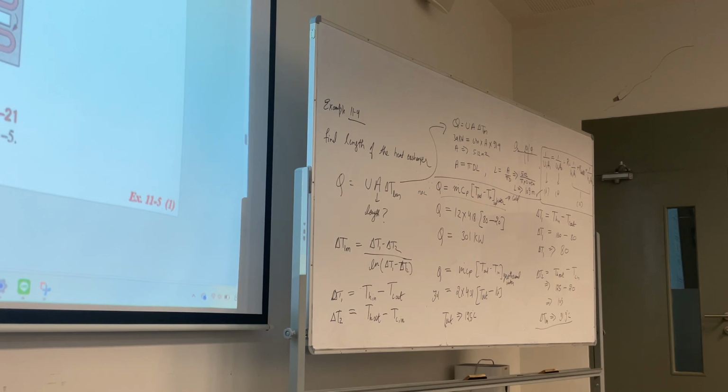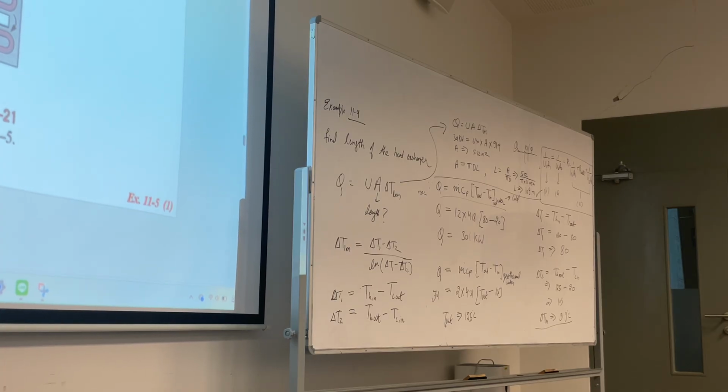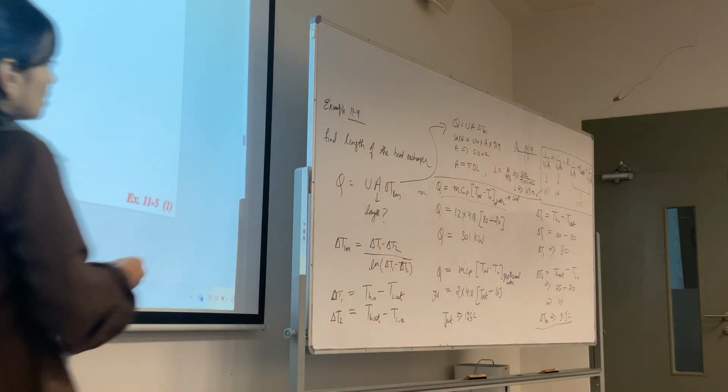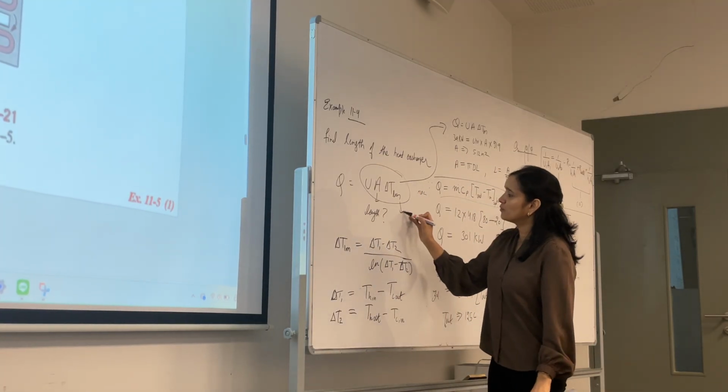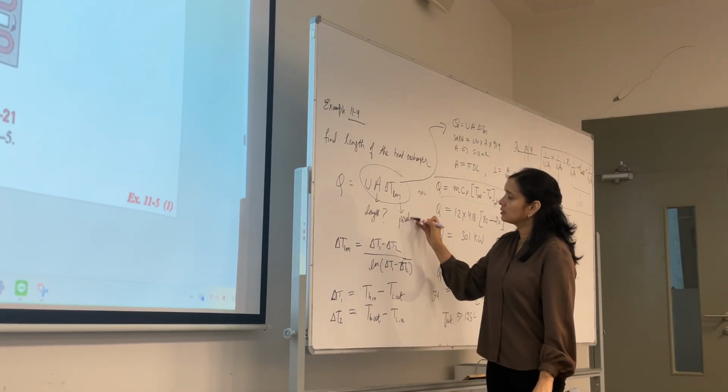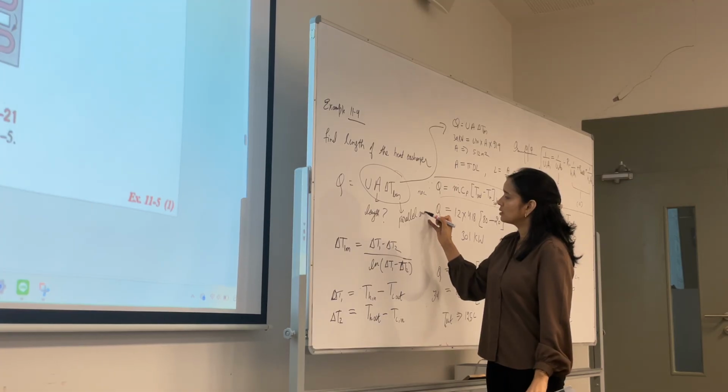So you will use LMTD, right? But like I said, that simple thing, Q equals UA delta T LM, you can only use for parallel flow and counter flow. Now you have a shell and tube. So this you can use for parallel and counter.